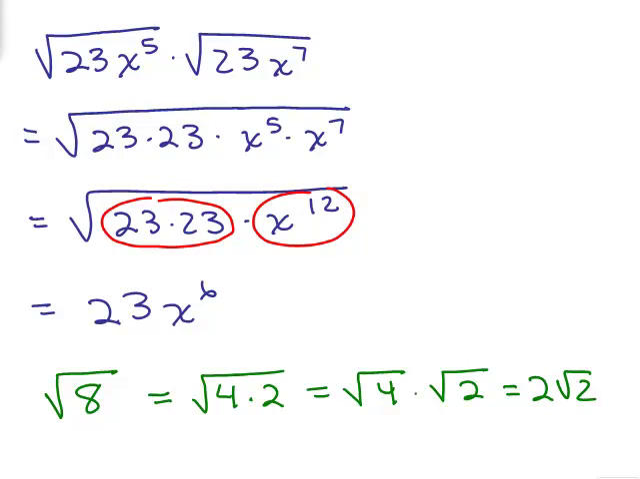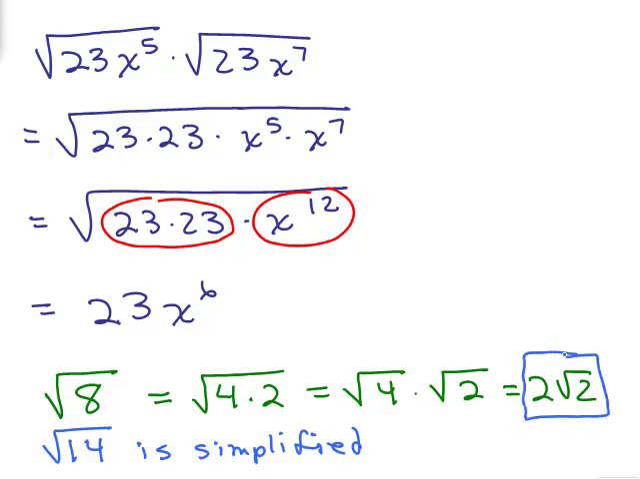We're going to have to practice writing numbers underneath the square roots as perfect squares times something else, if possible. It doesn't always work. Like square root of 14, the only way you could factor that is 2 times 7, and neither of those are perfect squares. So square root of 14 is simplified, whereas square root of 8 is not. But square root of 8 can be written as 2 square roots of 2, which is simplifying. Okay, that's a little preview for you for the next video.